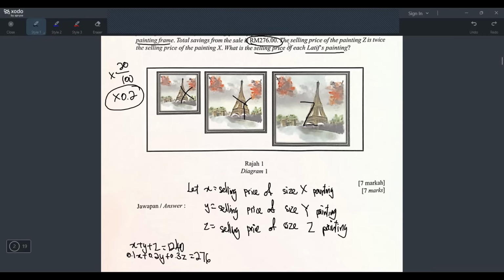And then what's next? The selling price. Okay, selling price of Z. It means selling price of Z is Z. It's the small z, right? So I will just write a small z is twice. Twice means two times the selling price of X. It means Z equals 2x, because small x is the selling price of the big X painting. And then they ask you to find the selling price of each painting. It means they want to find X, Y, Z.